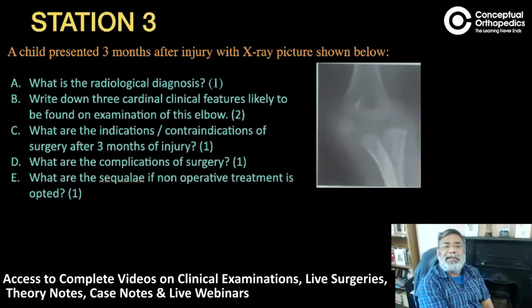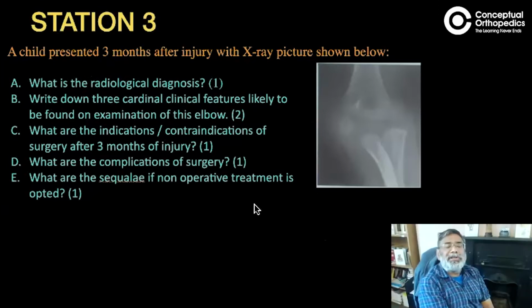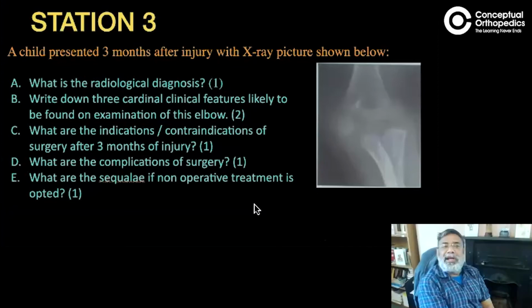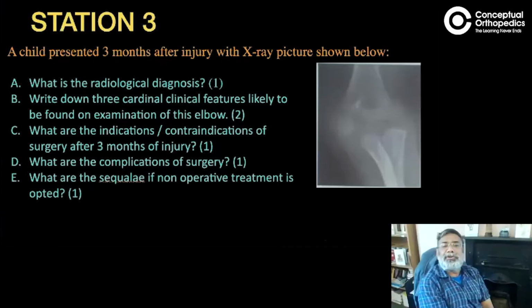So what is a complication of surgery? What are the sequelae of non-operative treatment? So what are the sequelae? Non-union, stiffness and deformity. Yeah, and what deformity? Cubitus varus or, well, mostly cubitus valgus. Cubitus valgus, you will say, leading to tardy ulnar nerve palsy. I didn't know all of this. Yes. Yeah, so if you mention these things, that should be okay.